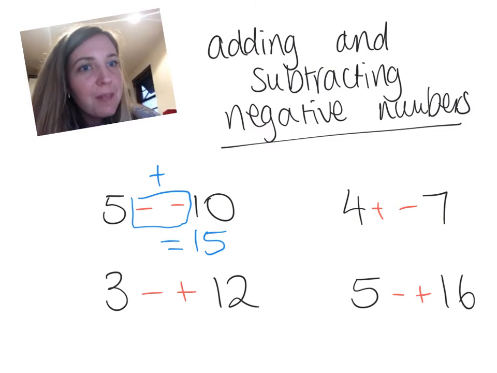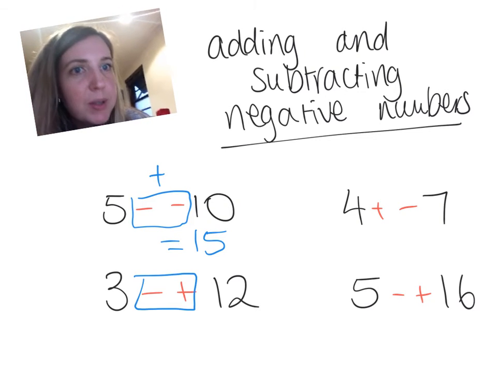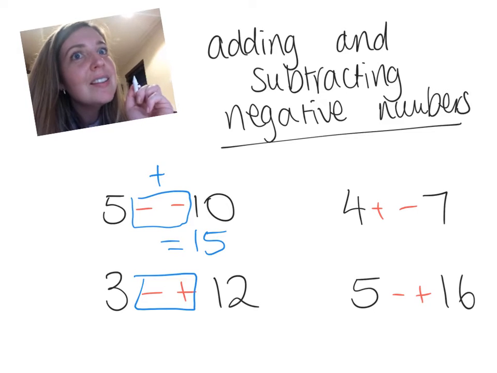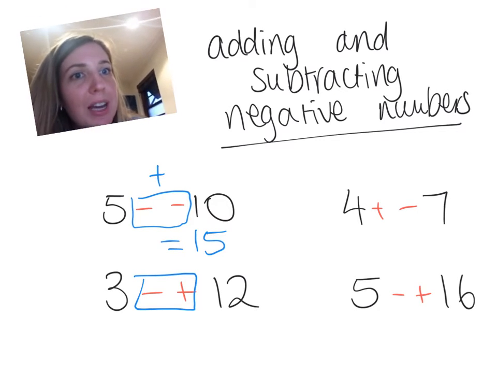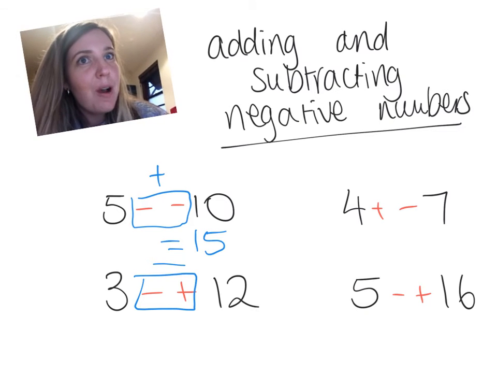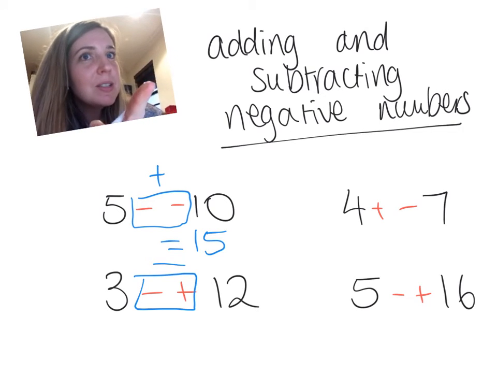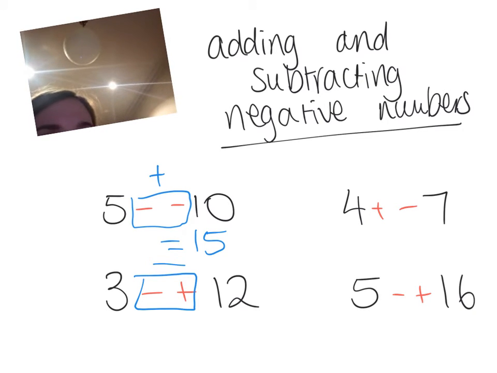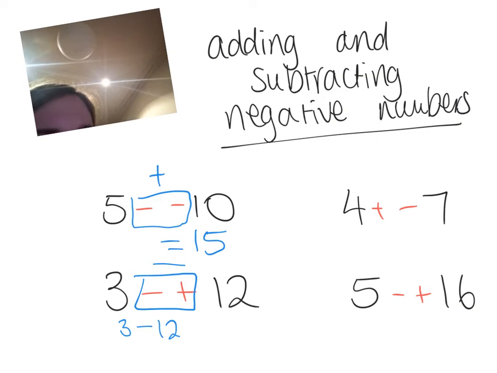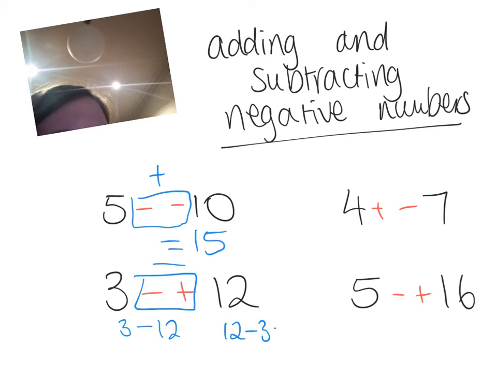Underneath, I've got 3, take away, positive 12. Now, the subtraction is powerful, the negative is powerful, so this becomes 3 take away 12. Now, how do we do that? That's what you've got to think. Remember when I said you've got to do the inverse operation? So, if it's 3 take away 12 we're looking at, let's do 12 take away 3.